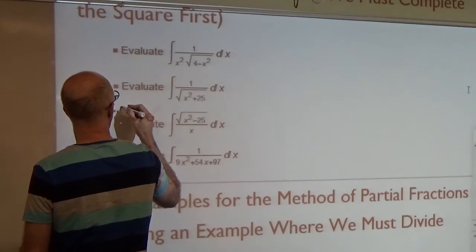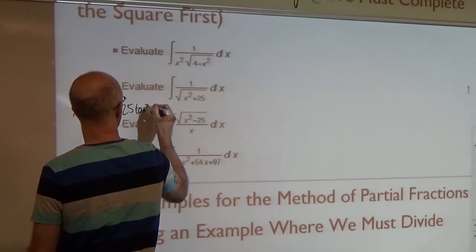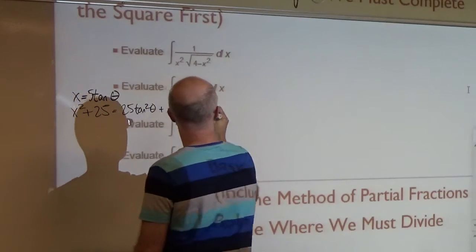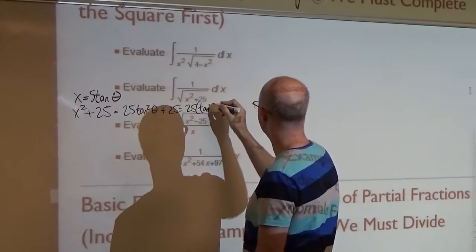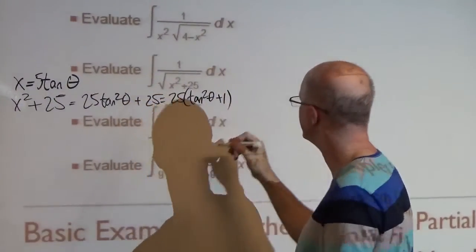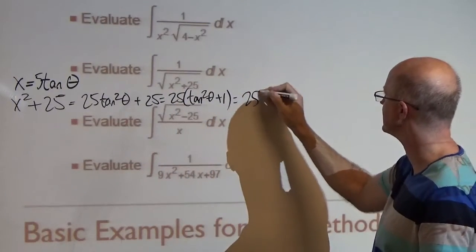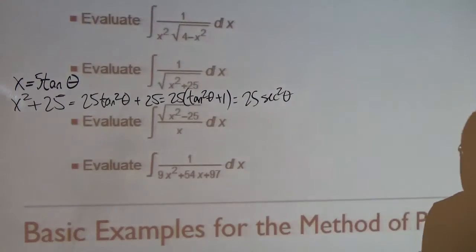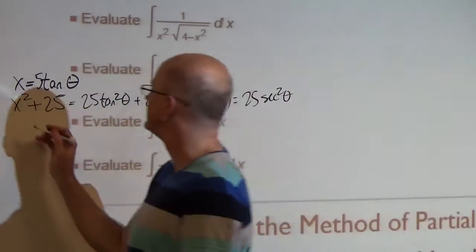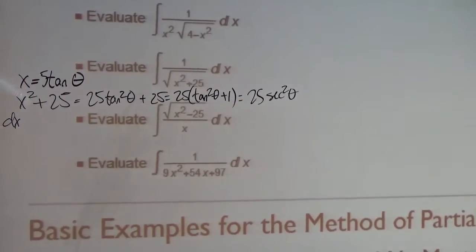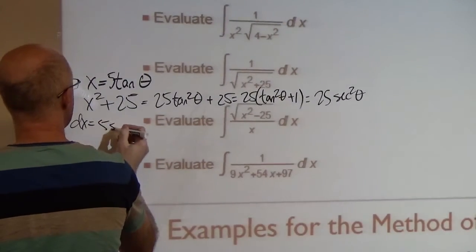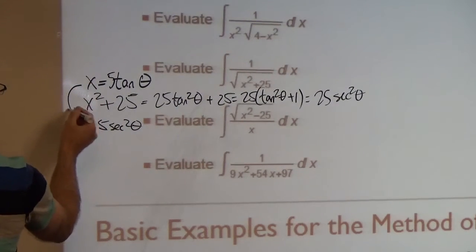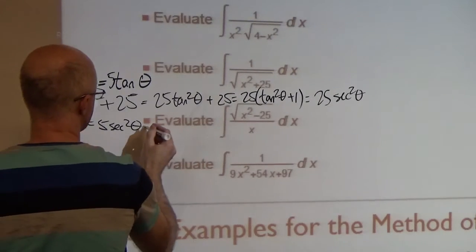And you see why after you make the substitution, because when you let x equal 5 tangent theta, then x squared plus 25 is going to be 25 tangent squared theta plus 25. You can factor out a 25 and write it as 25 times tangent squared theta plus 1 in parentheses, and then that gets replaced with secant squared theta. That's why that's a good idea, and we're going to take the square root of that as well. dx, if x is 5 tangent theta, will be 5 secant squared theta d theta.